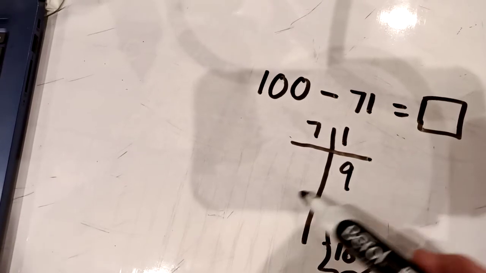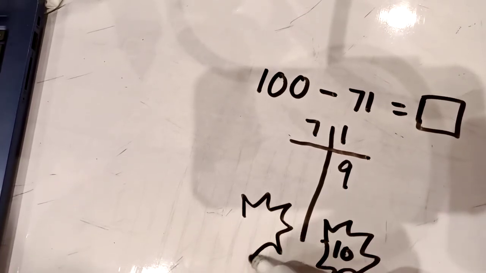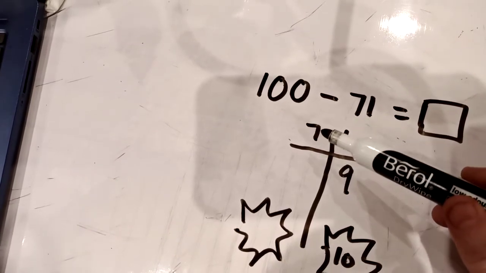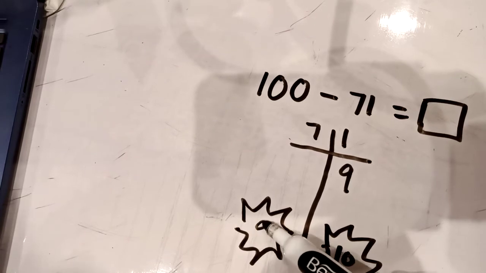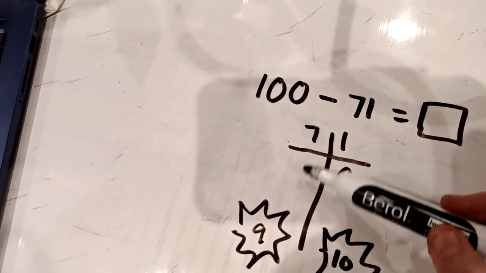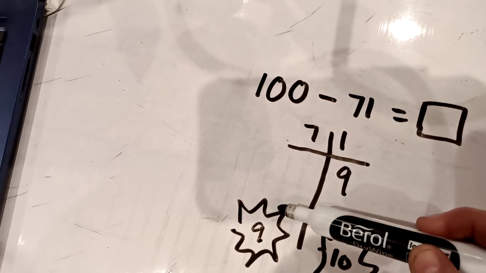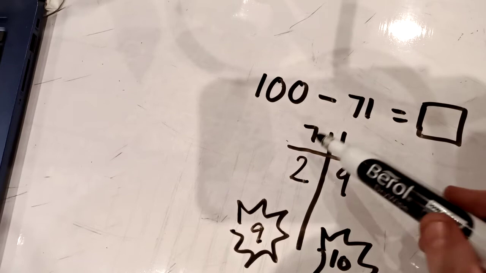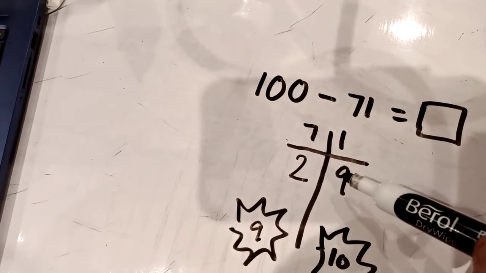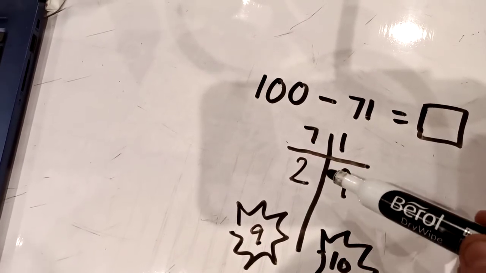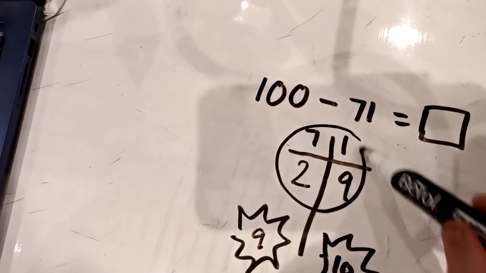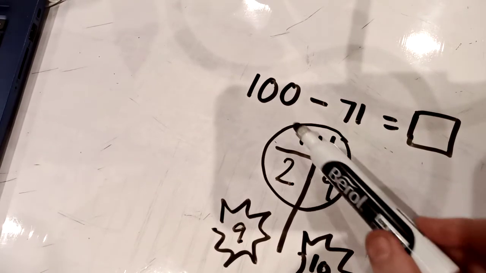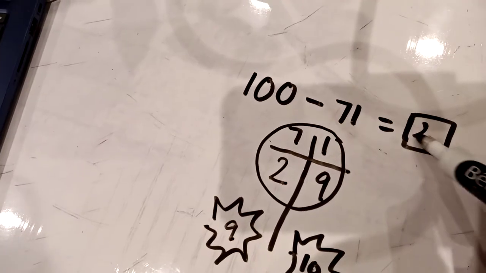That's 10, cool. But this side here, you ask yourself, what goes with 7 tens to make 9 tens? 7 tens, 8 tens, 9 tens. Oh, it's 2 tens. So 71 and 29 go together to make 100. They're friends to 100. So the answer is going to be, well, 100 is what they equal. That's 71. So it's got to be 29.